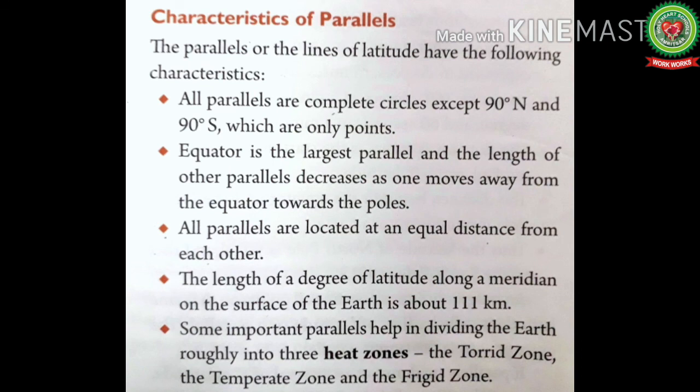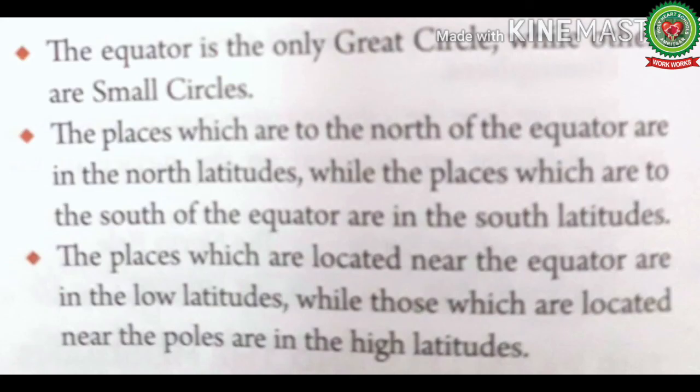Some important parallels help in dividing the earth roughly into three heat zones depending upon the amount of sunlight received by that particular area. The torrid zone extends from 23.5° north to 23.5° south. The temperate zone extends from 23.5° north to 66.5° north and 23.5° south to 66.5° south. And the frigid zone extends from 66.5° north to 90° north and 66.5° south to 90° south. The equator is the only great circle while the others are small circles.